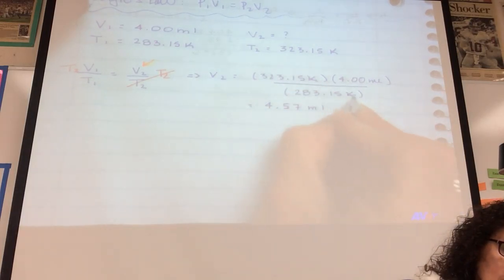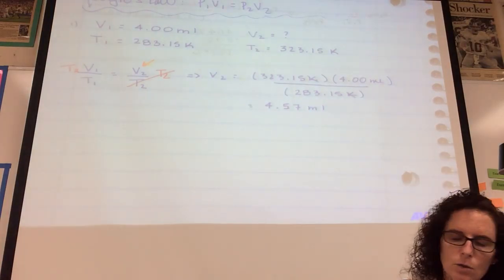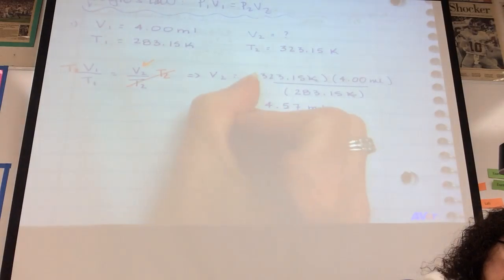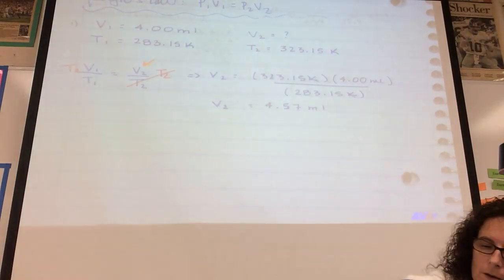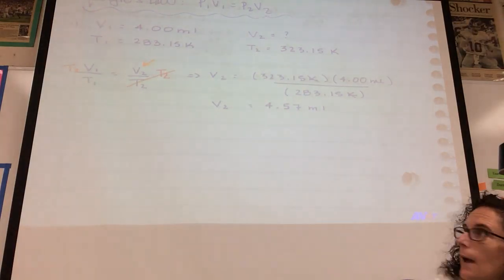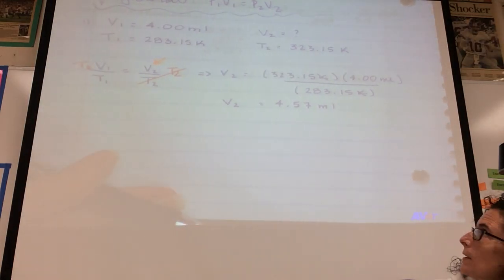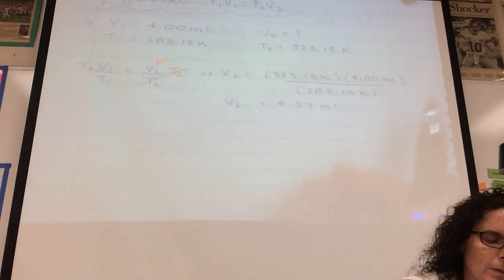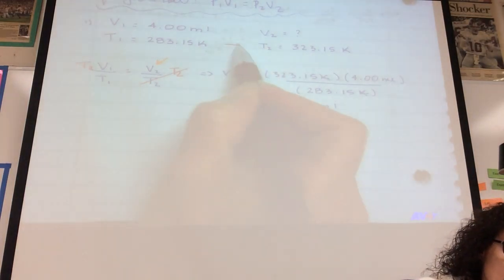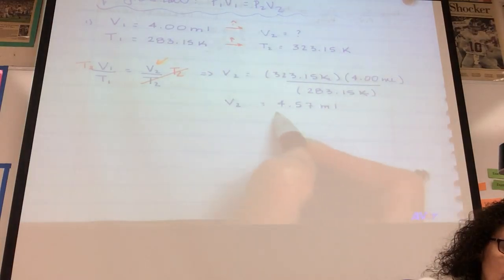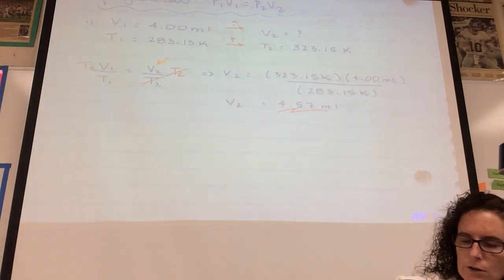Again, those units will cancel. You're left in a unit of mL, which is a unit of volume, and there's your volume. After I do all the calculations, I really like to make sure that my answer makes sense. The temperature increased, so I would predict the volume would increase as well. And it did, which is a good sign that I've set it up correctly.